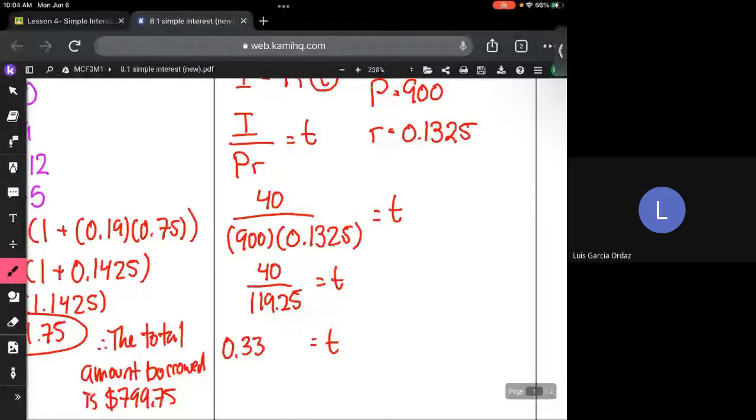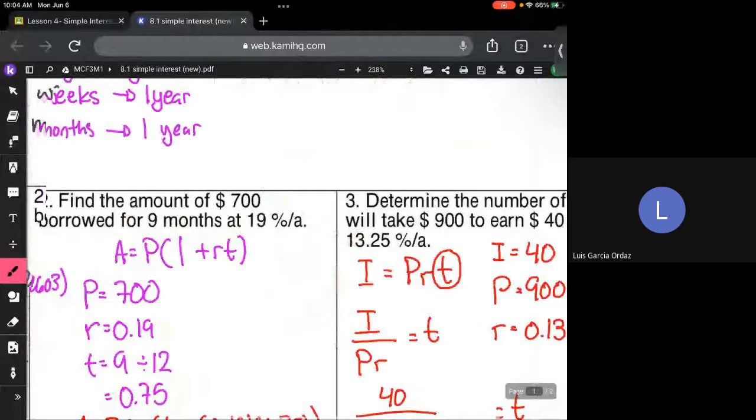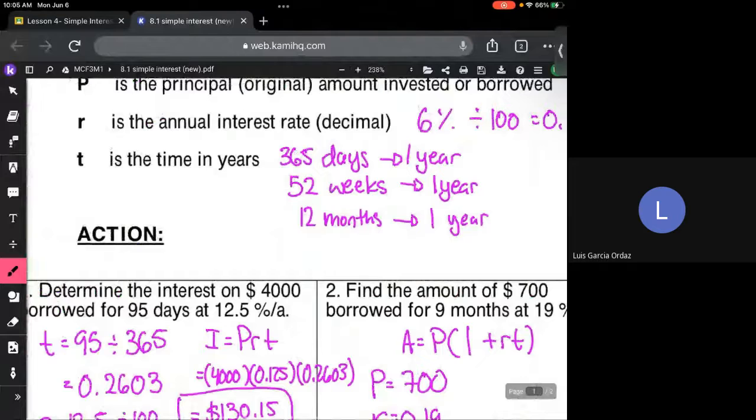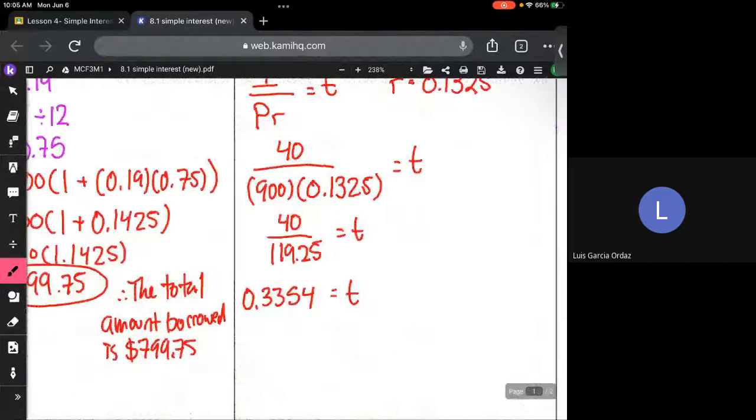0.3354. So is this time that we got, is that in years or days? Nope. Look at the definition of T. T is in years. So our T over here is in years. So how would I convert that into days? Multiply by 365. And what would that give me?